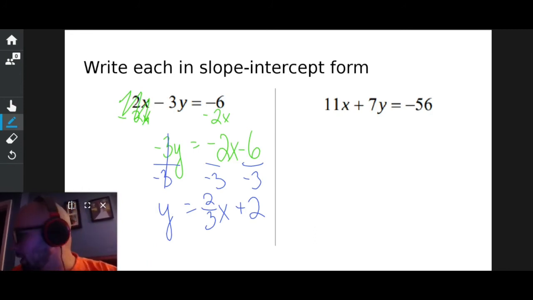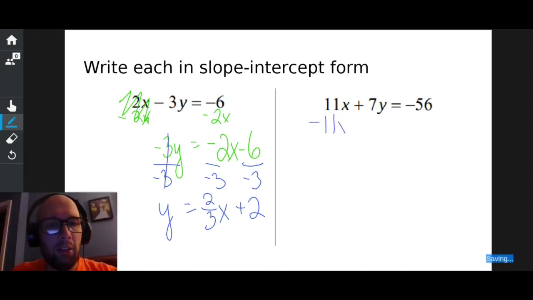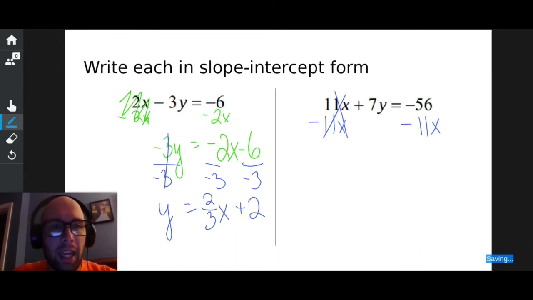Repeat after me. Is y all by itself? Say no. No. Say 11x is in the way. 11x. And so is that number right there. What's that number? 7y. Good. Let's get rid of 11x and 11x. Do you think -56 and -11x combine? Say no. No, because one of them has an x and the other one doesn't.